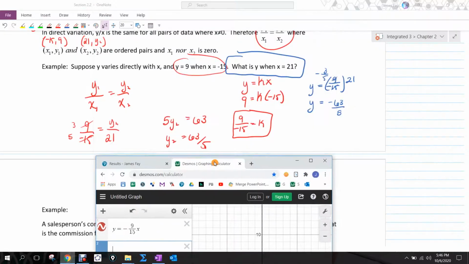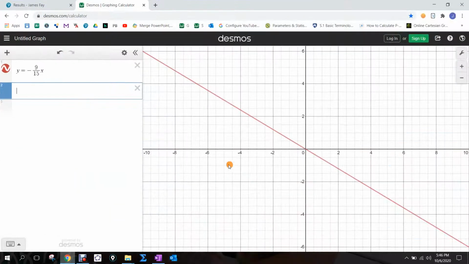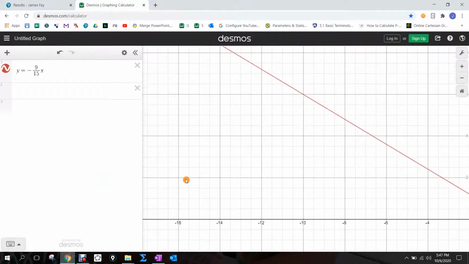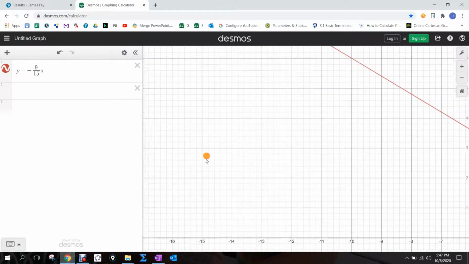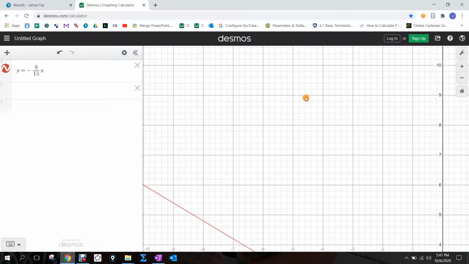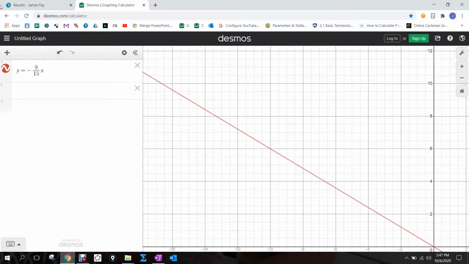And we see then, when x was negative 15, which would be right here, let's see what the y value is right there where my cursor is. So I've got to scroll over. You see it is at 9. So that's true. Let me just plug in that point, negative 15 comma 9. You see it does show up on that graph.